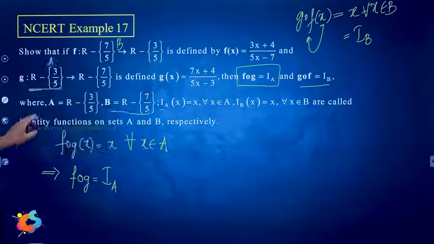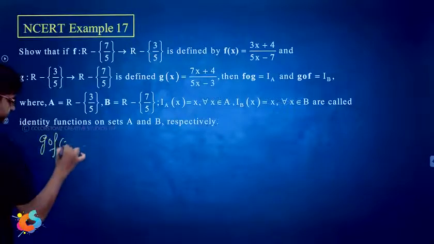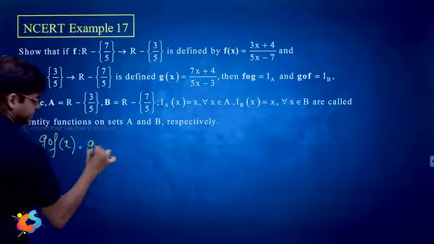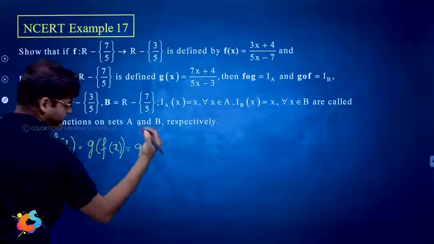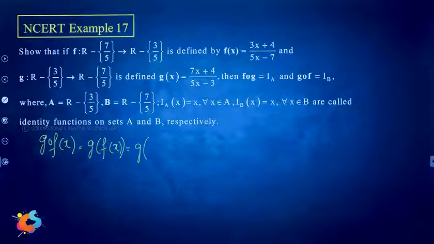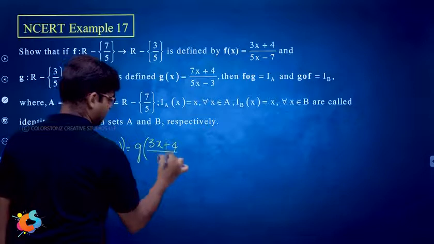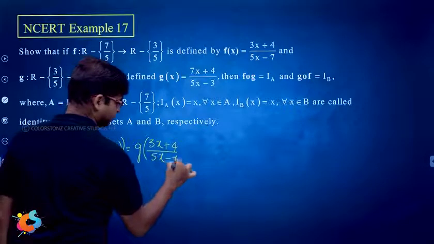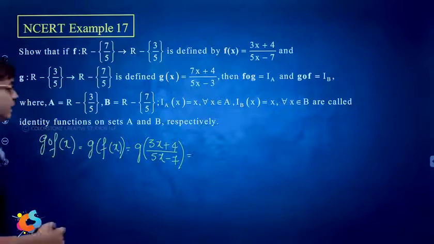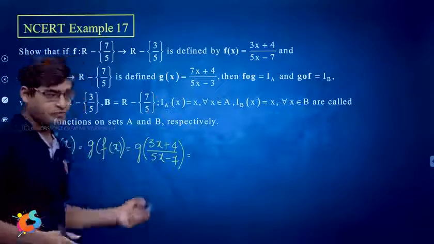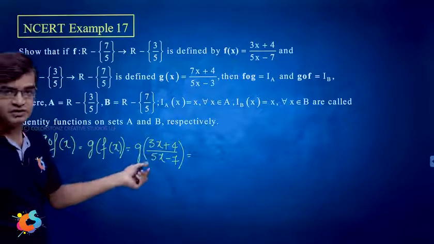So let us complete that also. We have to find g circle f of x. This can be written as g of f of x. Now replace the innermost function f of x, which is 3x plus 4 divided by 5x minus 7. After this, what is g of x? What is g of this whole thing? Wherever x is there, you have to put this.